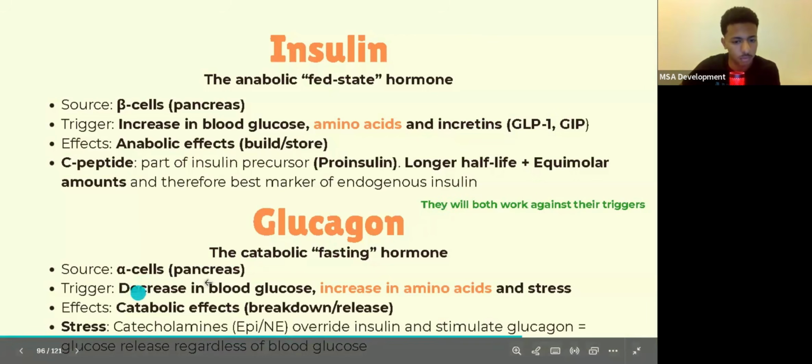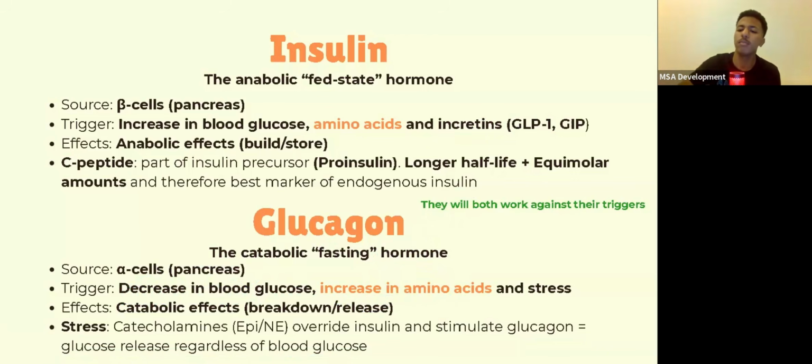Now for glucagon, decrease in blood glucose, it's gonna try to increase the blood glucose by releasing glucose. Increase in amino acids is gonna try to decrease amino acids. For example, one example I could think of is using the amino acids in gluconeogenesis. And stress, don't worry about it.